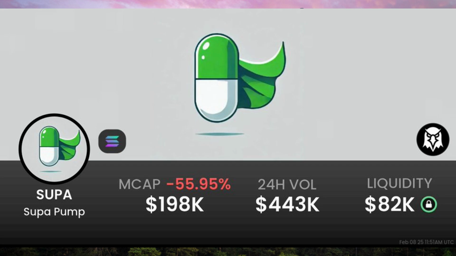Conclusion. That's a complete guide on how to buy Singularity Finance Token, SFI, and SUPA P token, SUA. Remember, cryptocurrency investments come with risks, so always invest wisely and do your research.